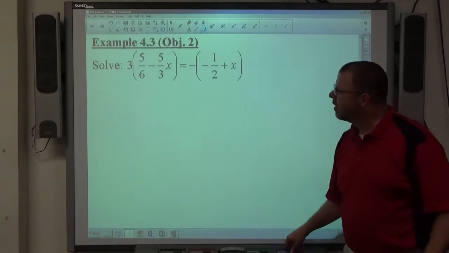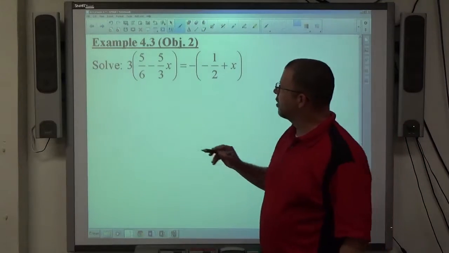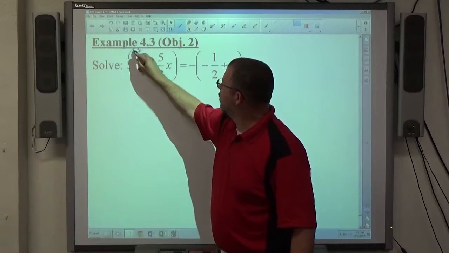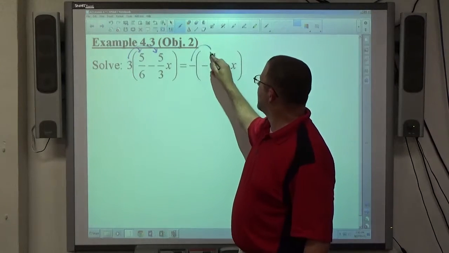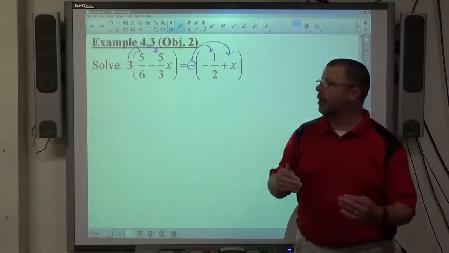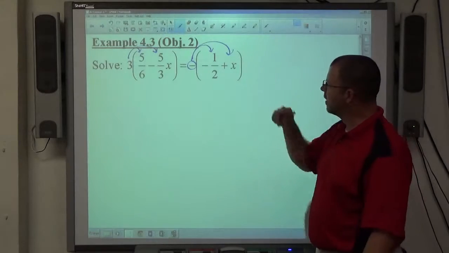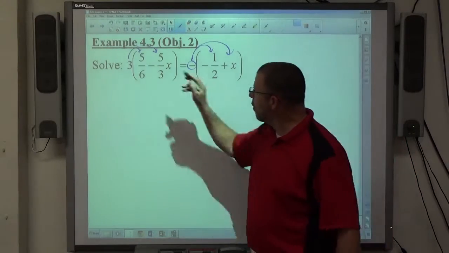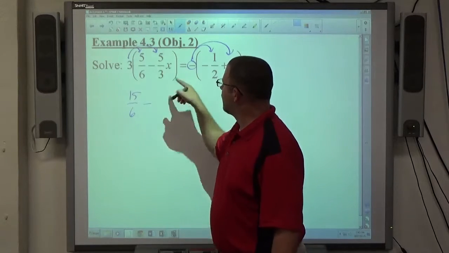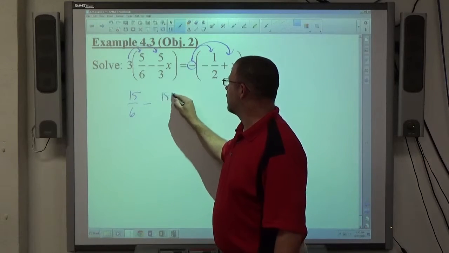So in this case, doing the first step of the process, we're going to get rid of the parentheses by the distributive property. 3 times each fraction, negative times each fraction. Be careful with the minus sign in front of a parentheses that you distribute the minus sign all the way through. So 3 times 5/6 is 15 over 6. 3 times 5/3 x is going to be 15/3 x.